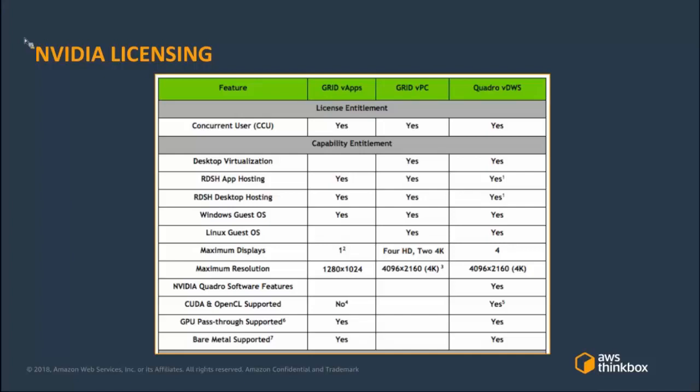We've got CUDA. We've also got OpenCL, which is super important for Houdini acceleration, for example. And we also have the full strength of the GPU, so it's complete pass-through mode. So it's literally like you have the graphics card plugged into the PCI slot on an actual physical computer that's under your desk.